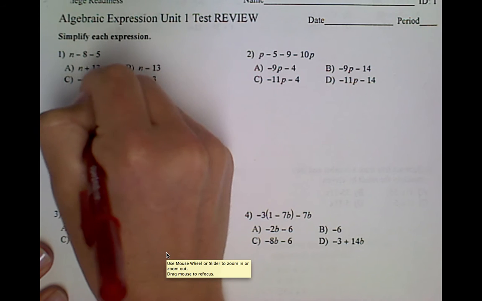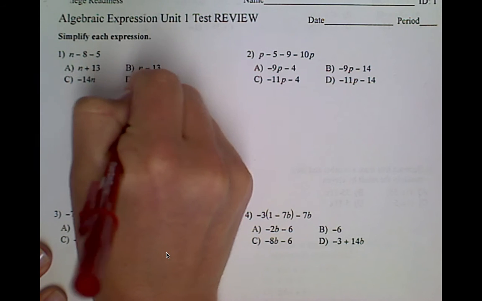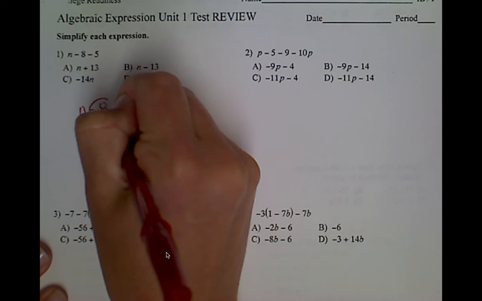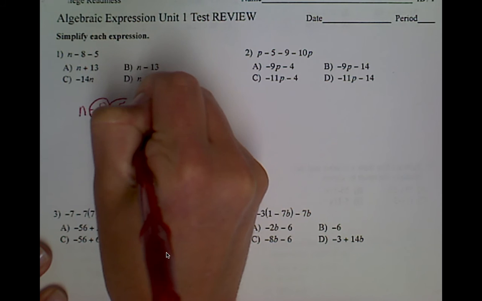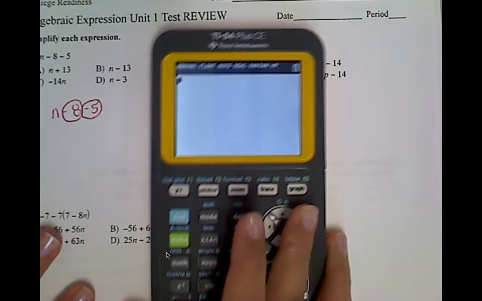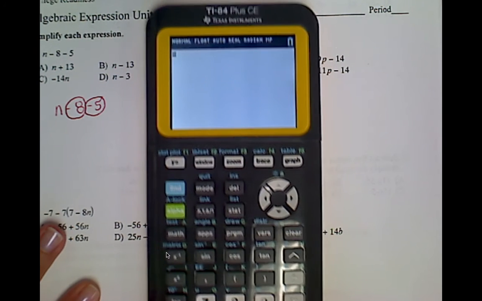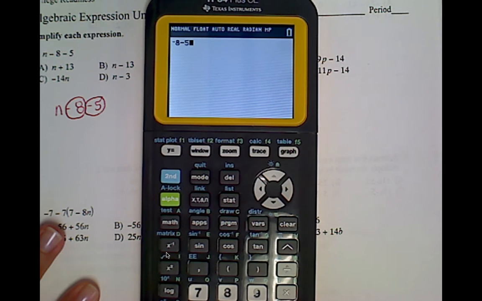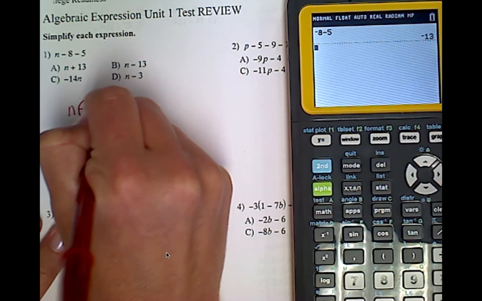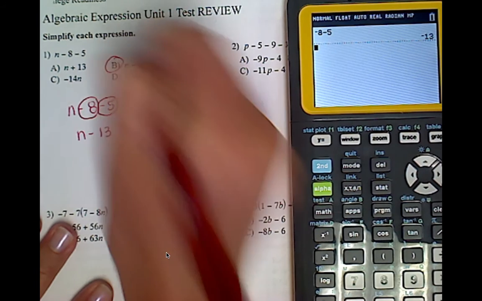When you're given n minus 8 minus 5, we need to circle the like terms. Negative 8, notice I circled the sign that precedes it, and negative 5 are like terms. If I knew that a negative plus a negative is just going to give you more negatives, that's great. However, I would suggest typing in your calculator negative 8 minus 5, which is going to give me negative 13. So this comes out to be n minus 13, which is option B.